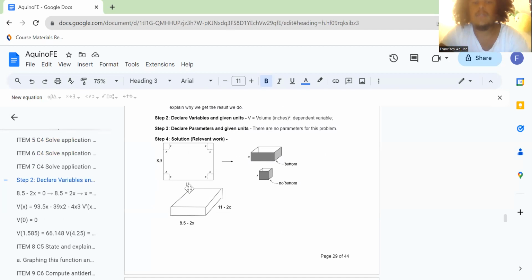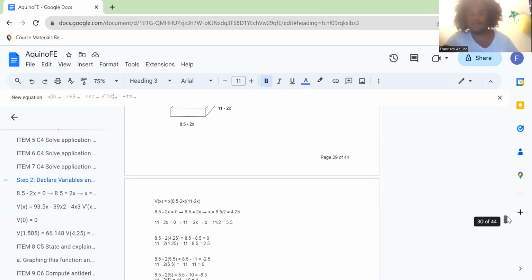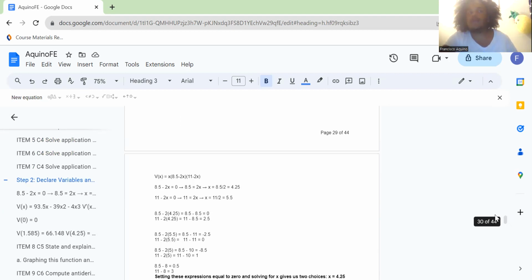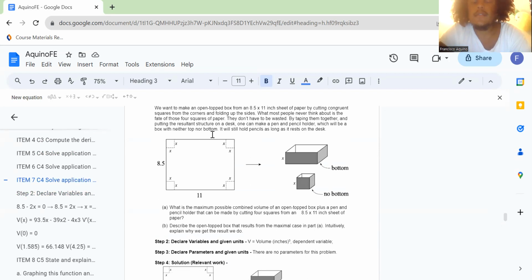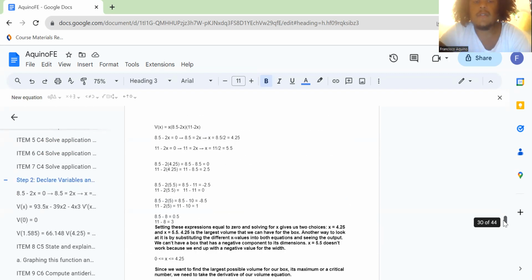Here's a handy drawing of the box. We get these dimensions here because, and this is an optimization problem, we have the 4 squares of equal length and width, x and x. When we cut those corners away, we're folding up this box. So since this x is the same as this x, this becomes 8.5 minus 2x to account for that when it's folding up. And it's the same here with 11 minus 2x. That's how we get those expressions for the width and the length. And for the volume formula, that's length times width times height. So we get that extra x here by accounting for this side here. So that's how we have our volume formula.